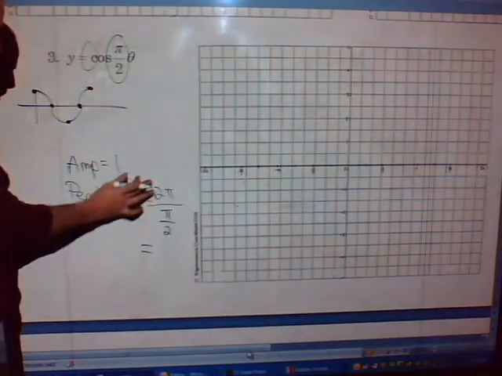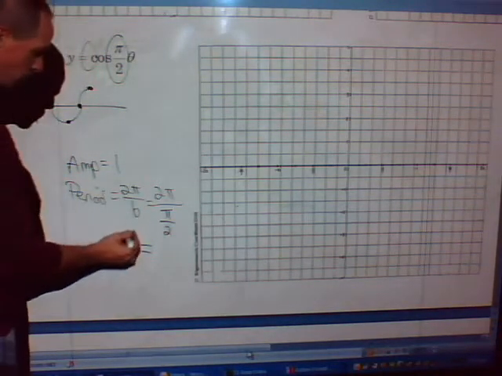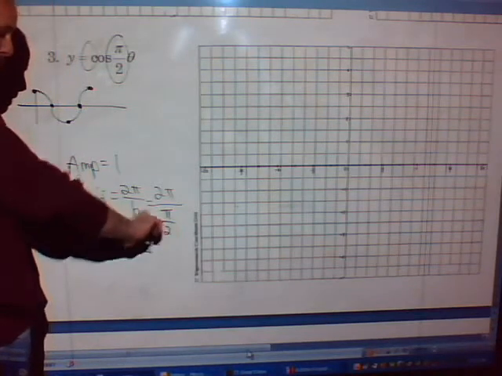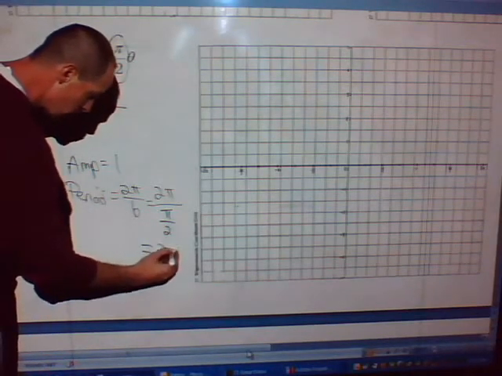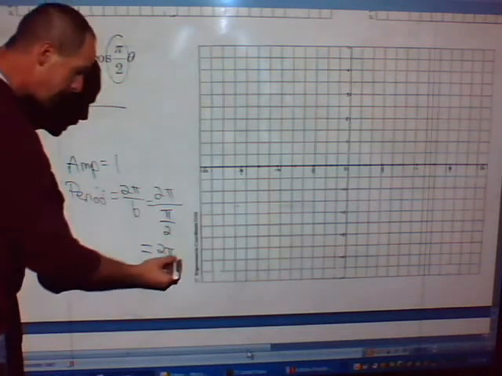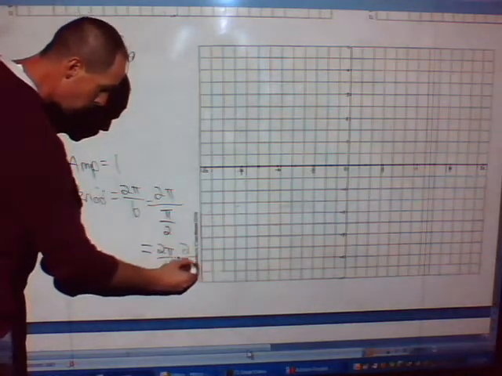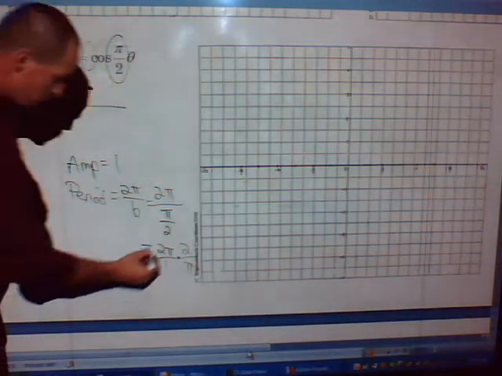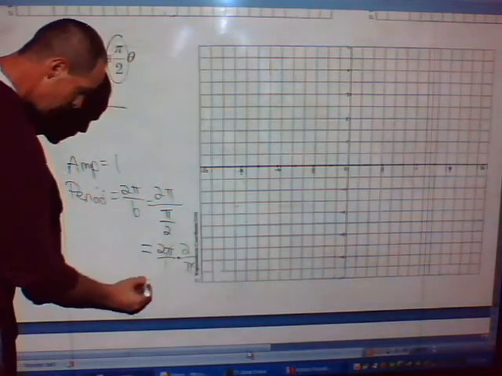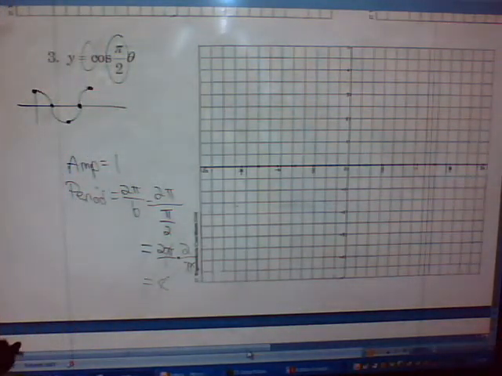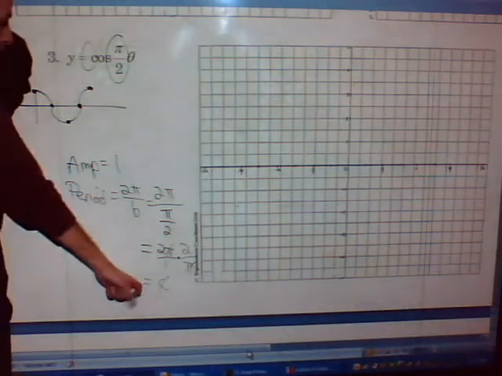So now we have to take 2 pi and divide by pi over 2. So we're dividing by a fraction. When you divide by a fraction, you multiply by the reciprocal. So this is actually 2 pi over 1 times the reciprocal of pi over 2, which is 2 over pi. So then your pi's cancel, and you're left with 2 times 2, or 4. So here your period is 4.